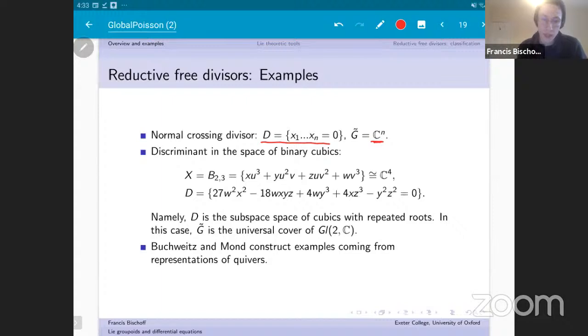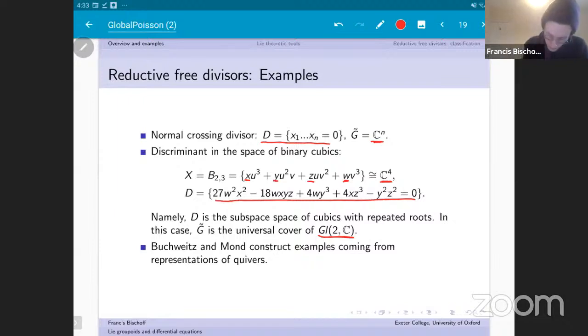Another nice example is the discriminant in the space of binary cubics. So here the space is C^4, which we're thinking of as the space of homogeneous cubic polynomials in two variables, u and v. So the coefficients are x, y, z, and w. Then the divisor here is the space of cubics which have repeated roots, and it's defined by this discriminant. So in this case, the reductive group is GL2.